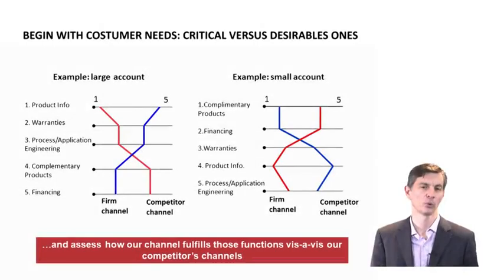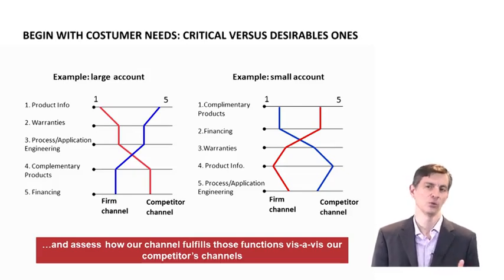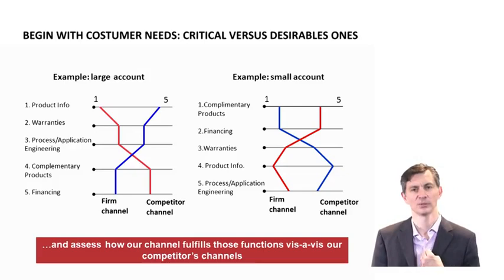As an example of these trade-offs and how we're going to go about it, let's look at an example from a company that sells automation services for warehouses. The chart indicates the importance of each one of the attributes from 1 to 5, ranked in order of importance as to what different kinds of customers, in this particular case, very large accounts versus small accounts, care about. And then the blue and the red line for each one of the large and the small accounts indicates my firm and my channels vis-a-vis those of my competition.